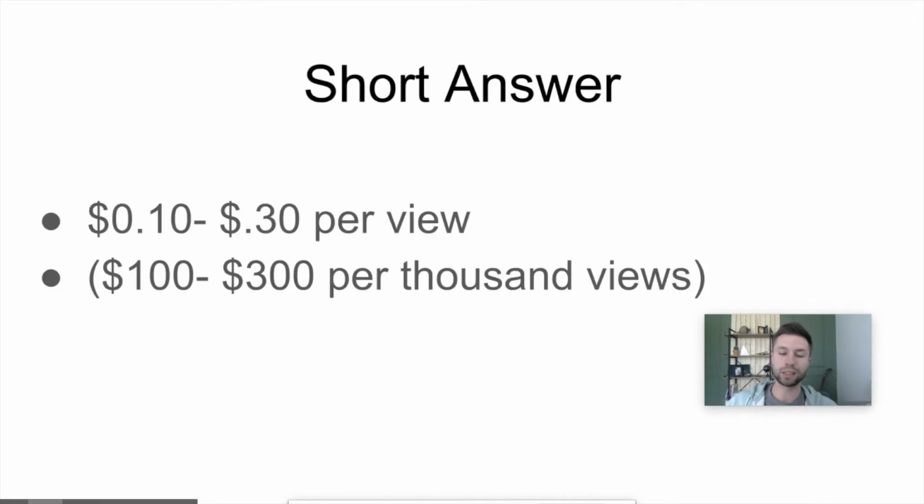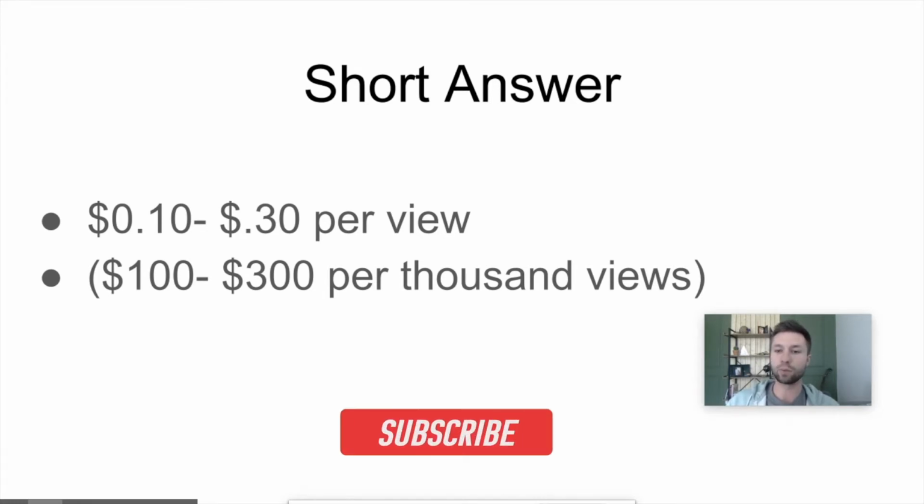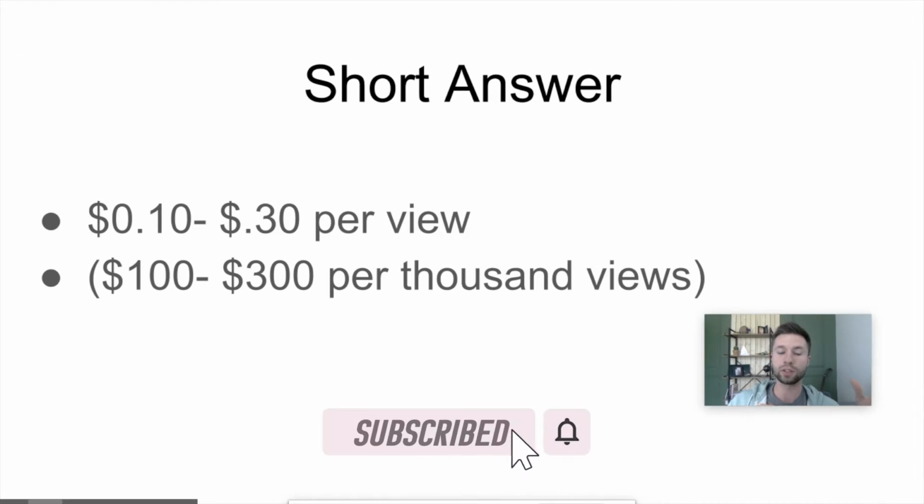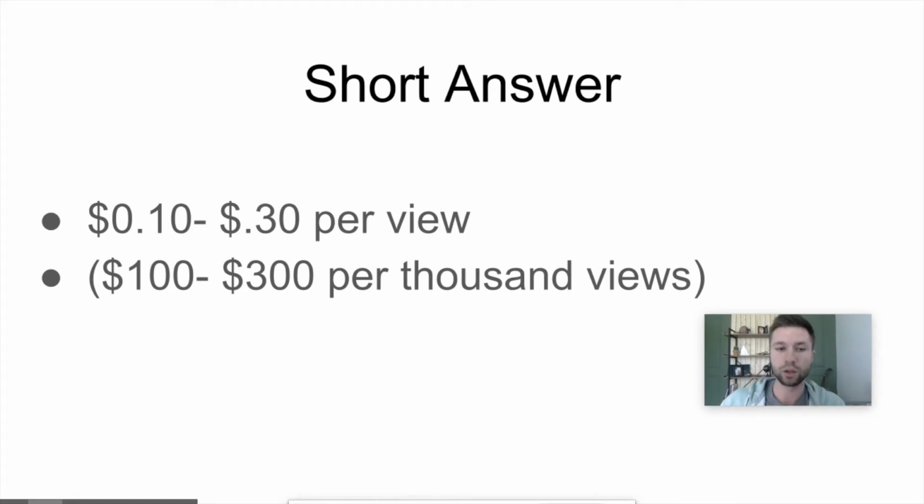The short answer is it's about 10 cents to 30 cents per view. Now, I have run campaigns where I've seen lower cost per views than this, and I have run campaigns where I've seen higher cost per views than this. But generally speaking, you can expect to spend an average of 10 cents to 30 cents per view. That equals out to, of course, $100 to $300 per 1,000 views. So just keep in mind that it can be lower, it can be higher.